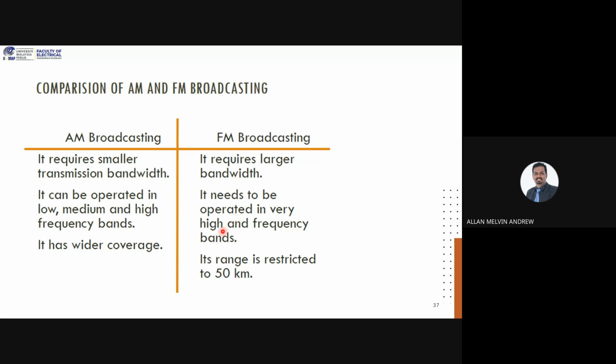in very high and ultra high frequency bands, meaning a few hundred megahertz or gigahertz. So it will be operating in that kind of range. AM has a wider coverage, because it's sufficient to operate in low, medium, and high frequency bands, and it can travel a longer distance. So that's one advantage of AM.